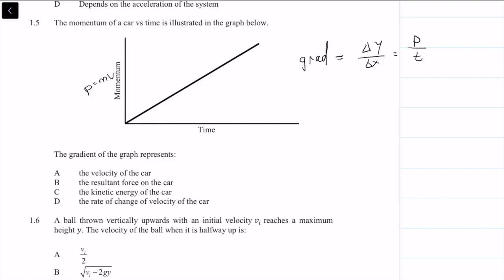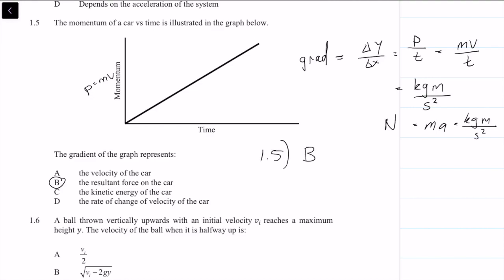Okay, so the units: this is equal to m times v over t. Mass has units of kilograms, velocity is meters per second, and time is a second, so it's a second squared, right? If we look at this, these are the units for newtons, or a force, because force equals mass times acceleration, which is kilograms meters per second squared. These units are the same, so the gradient is equal to the resultant force. B. So question 1.5, the answer is B.